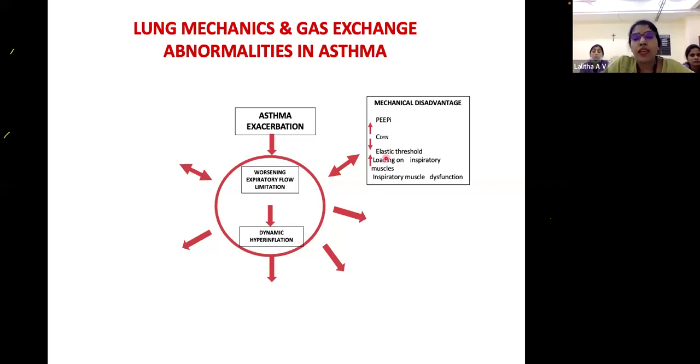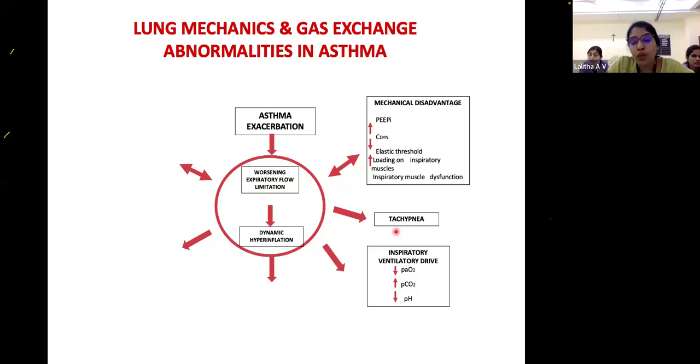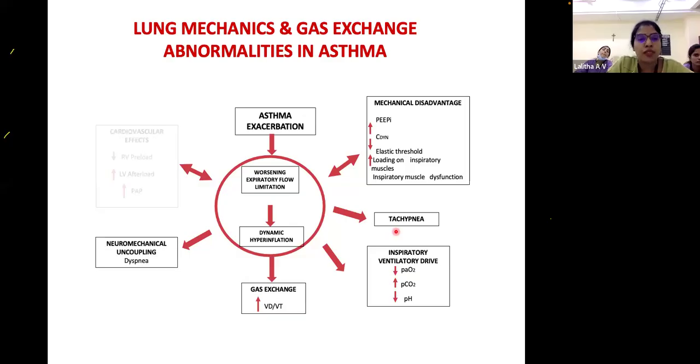The elastic recoil of the lung is decreased, whereas the chest elastic recoil is increased, and there is increased loading of the inspiratory muscle and inspiratory muscle dysfunction. All this results in tachypnea. The child can become extremely tachypneic, and in the late stage the PO2 gets affected, then the PCO2 starts building up with a decrease in the pH. All this results in abnormal gas exchange and worsening of dead space.